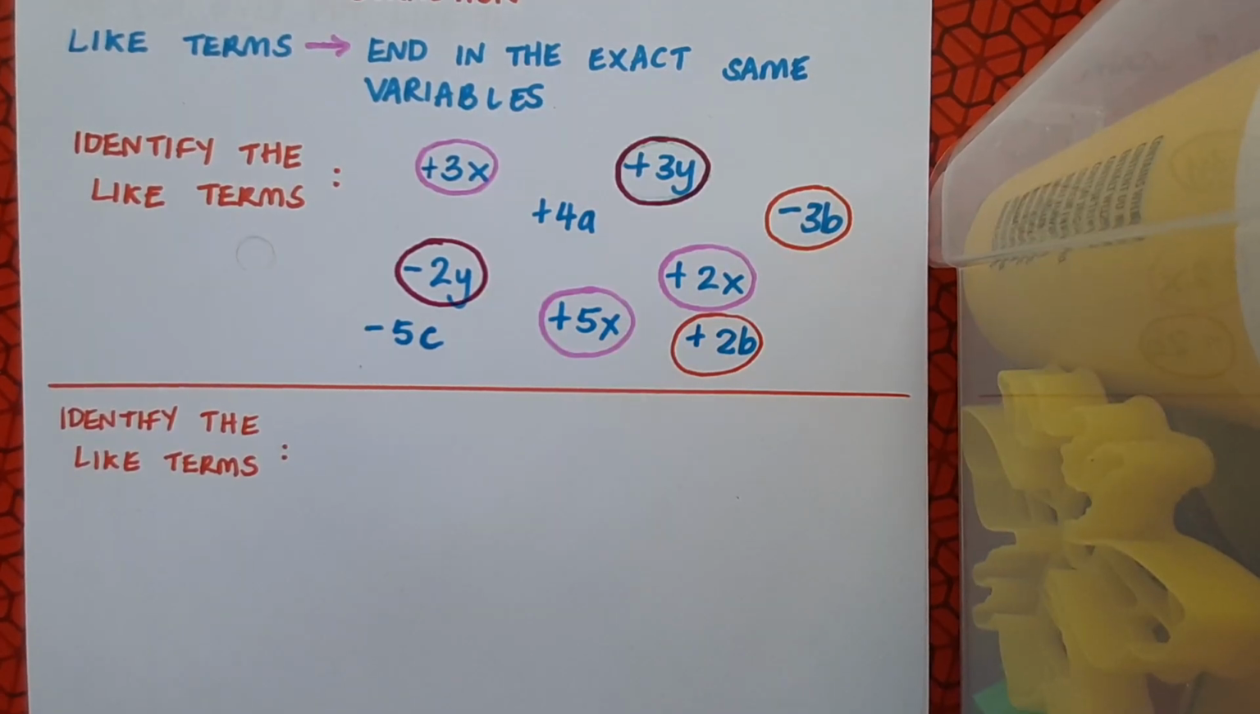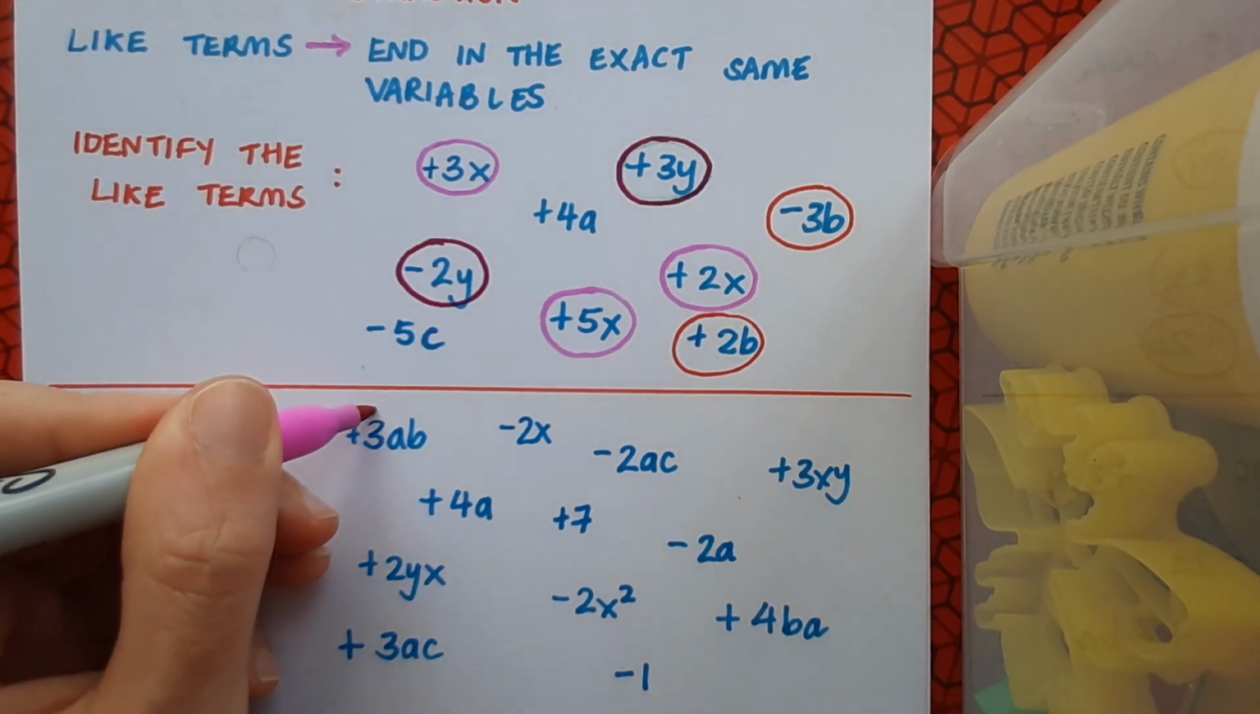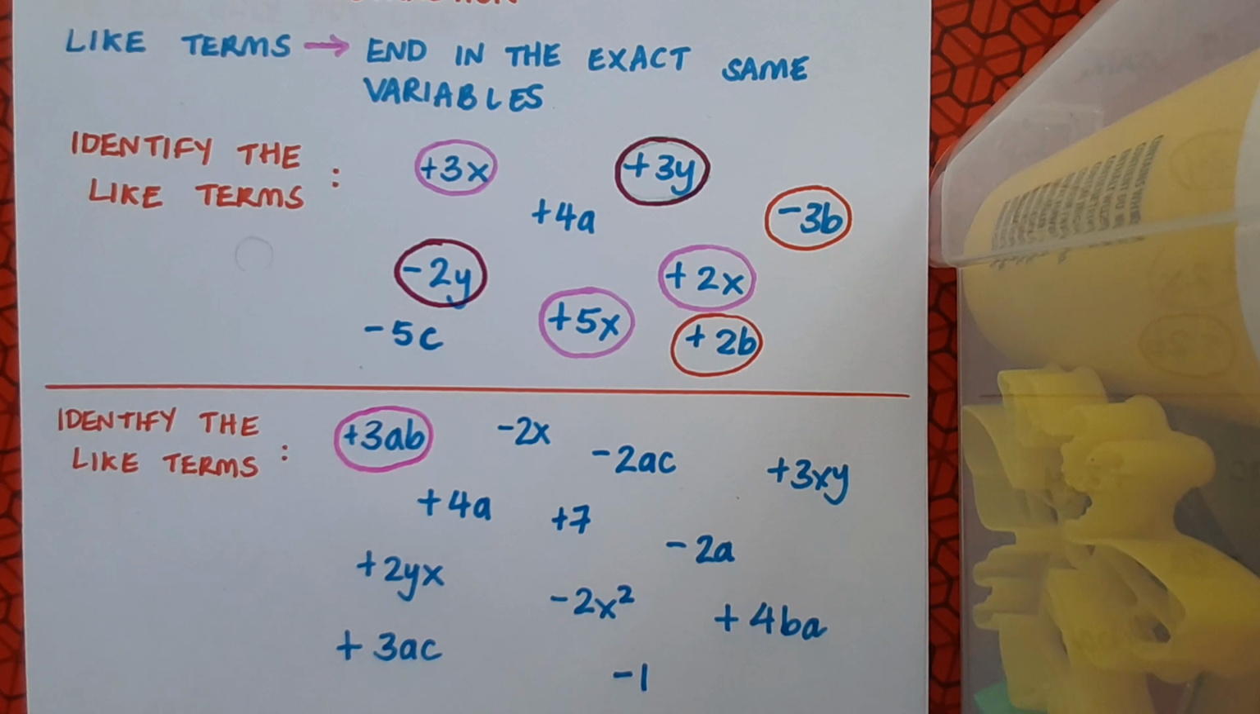Okay, let's do that one more time. Okay, so again, I've got a jumble of terms. Pause the video here again and see, can you pick out the like terms in this group? Okay, I'm going to start with plus 3ab. So I look through the group and I pick out anything else that ends in the exact same variables. So I don't see any ab, but I do see something. Do you know what it is?